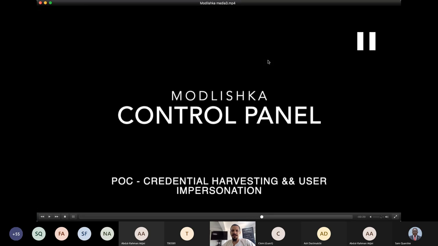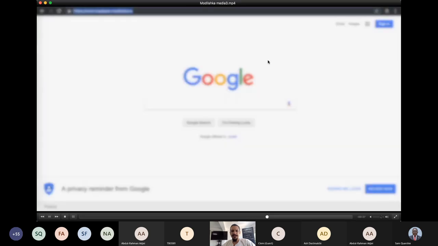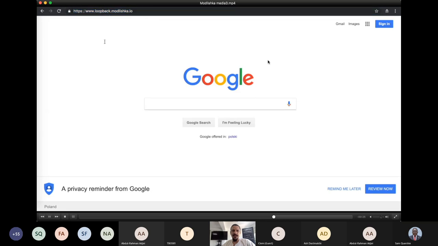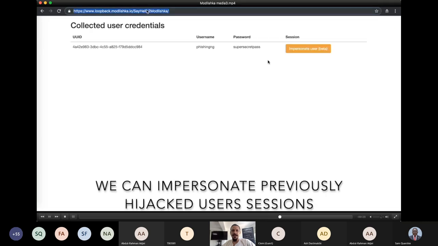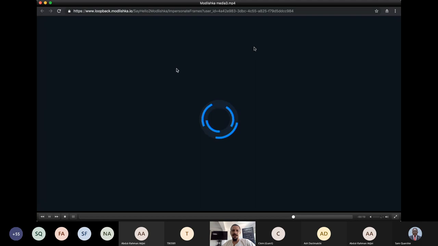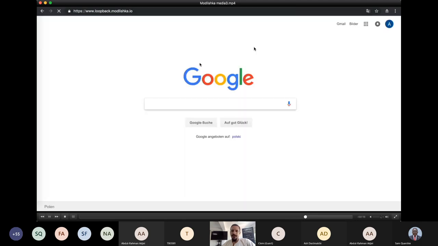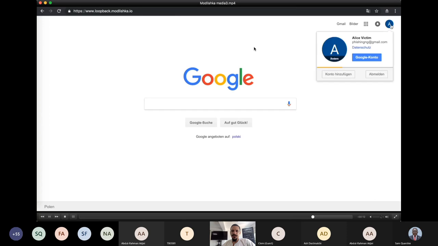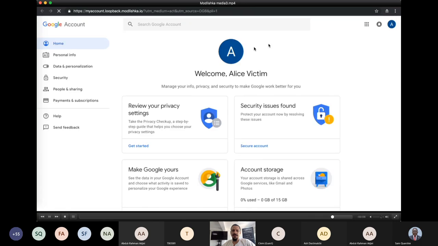But then what happens here is that the hacker has a control panel on the back end. And this is their URL, this is their website. They managed to get your username and your password, and they can impersonate you. So now they have full access to your Gmail account. They have your password. They can change your password. They can disable the two-factor authentication if they want to. So they can do a lot of different damage to your Gmail.